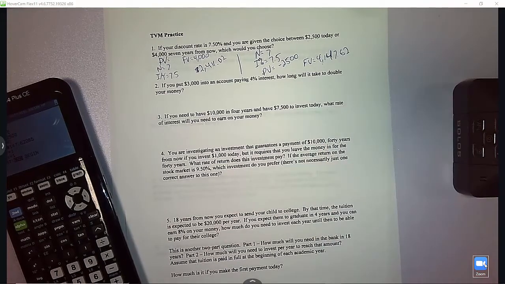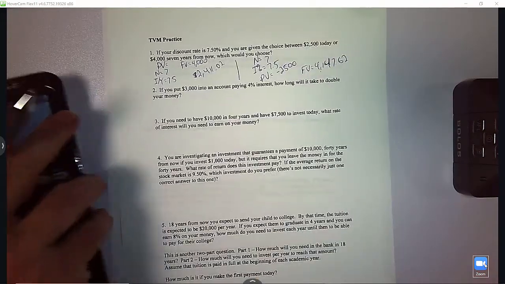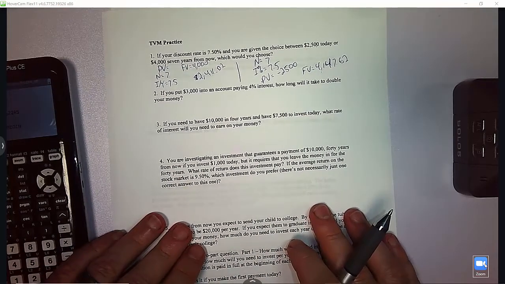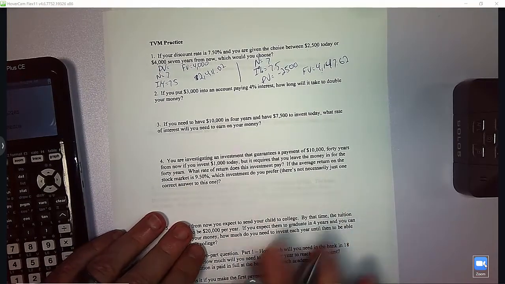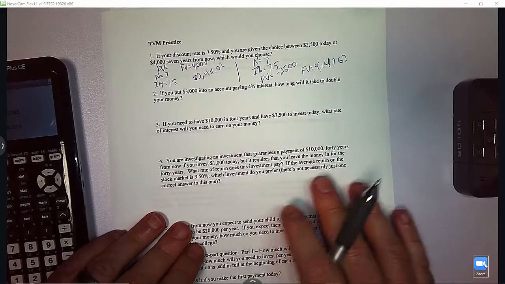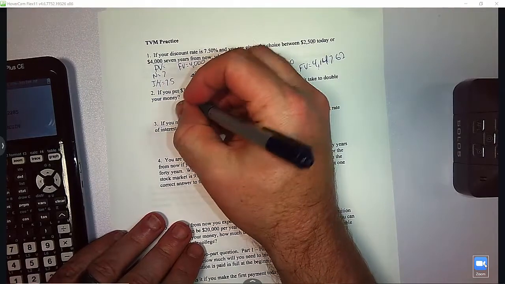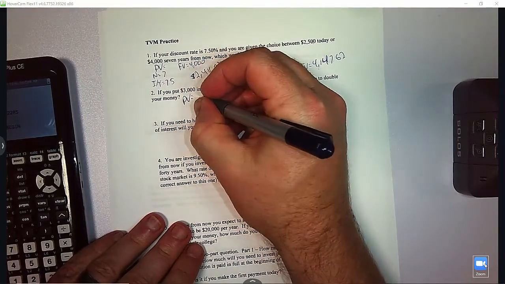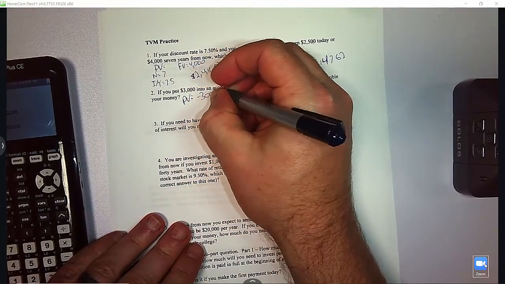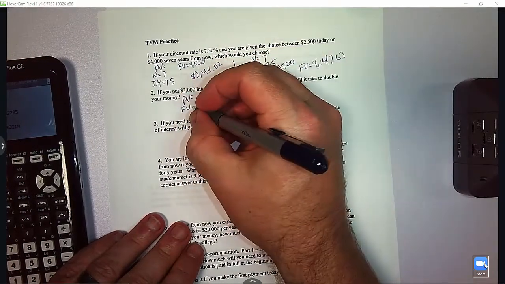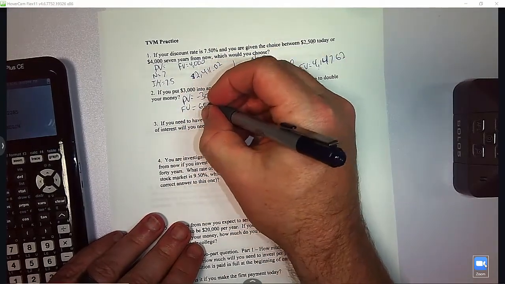All right. The next question asks, if you put $3,000 into an account paying 4% interest, how long would it take you to double your money? So what we're looking for in this case is N, the number of years. Our present value is equal to negative 3,000. Our future value is going to be double that, because that's what we're looking for. How long would it take to double that $3,000?